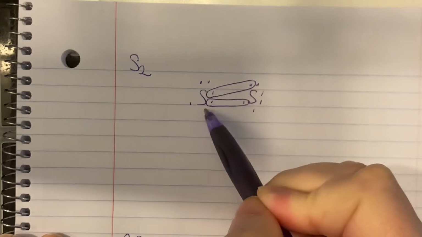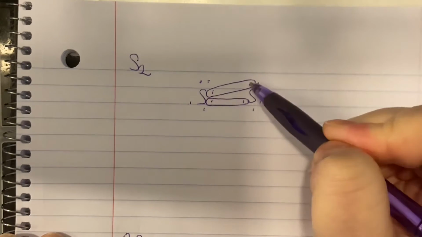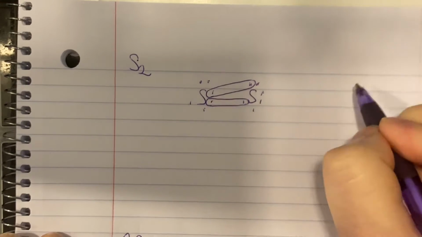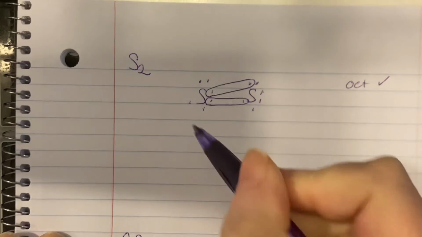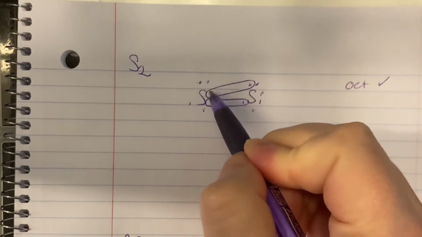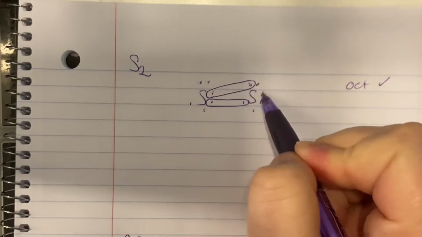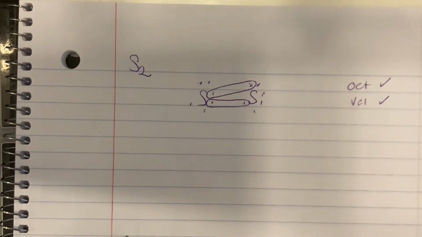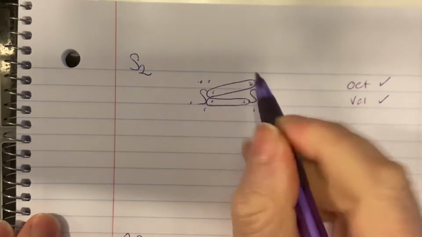2, 4, 6, 8. All right, let's check the other side. 2, 4, 6, 8. Okay, so it met the octet rule. Let's make sure I didn't accidentally add any extra electrons. 1, 2, 3, 4, 5, 6. 1, 2, 3, 4, 5, 6. So it met its valence. So that is S2. That's again the process.